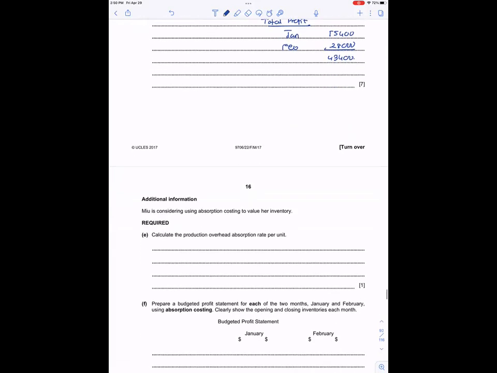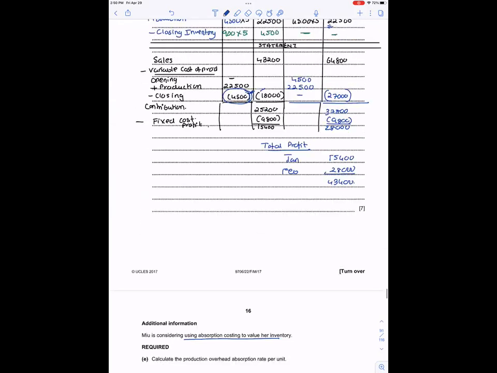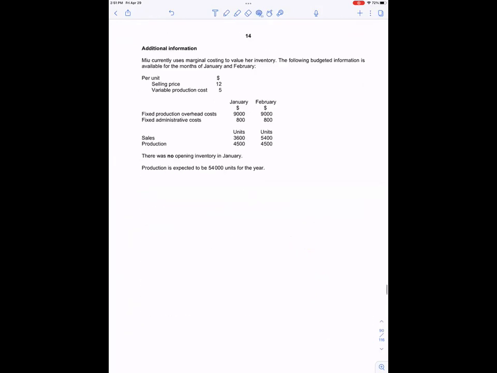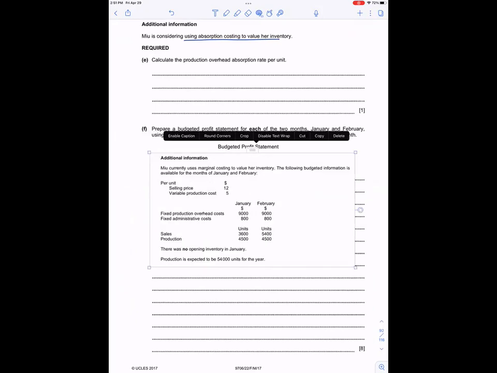Yeah, I'm done. Now she's considering to use absorption costing to value her inventory. What is she considering to use? Absorption costing. Absorption costing means that overhead absorption rate. To value her inventory, calculate the production overhead absorption rate. What is the production overheads?